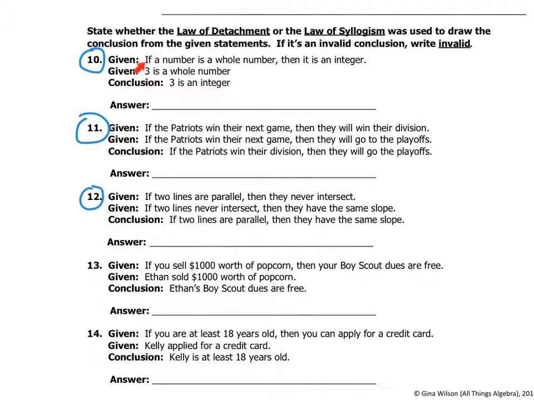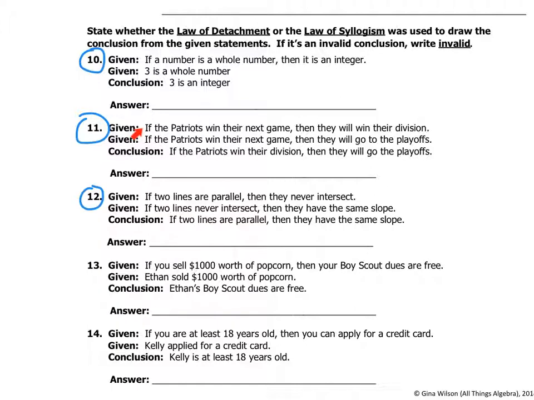If a number is a whole number, then it is an integer. So that's like a fact. If it's a whole number, then it's an integer. Given 3 is a whole number, so their conclusion is 3 is an integer. So this was the fact, this is what they had, and this is what they concluded, that 3 is an integer. Is that detachment, syllogism, or is it invalid? Use your notes.